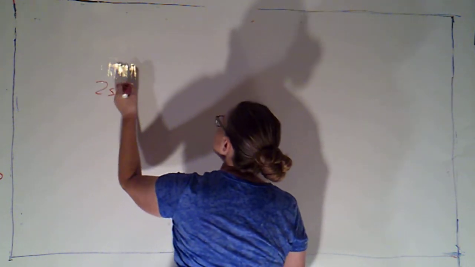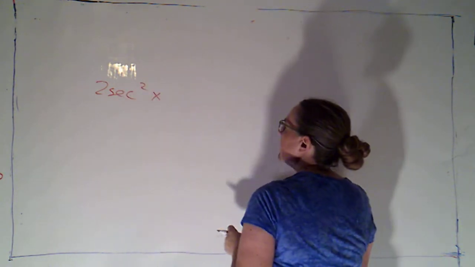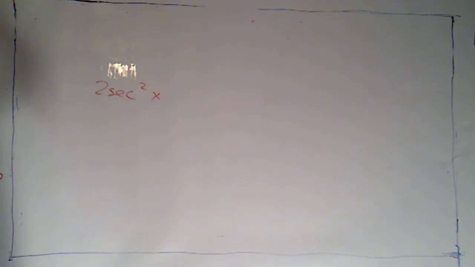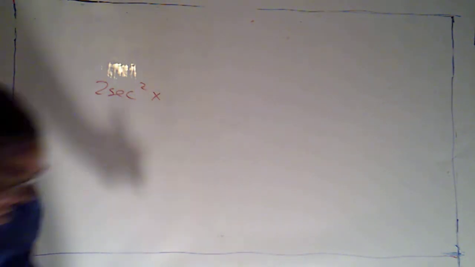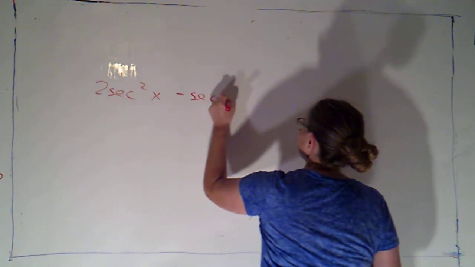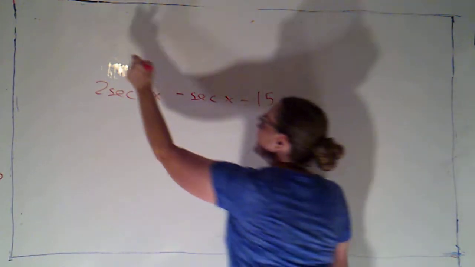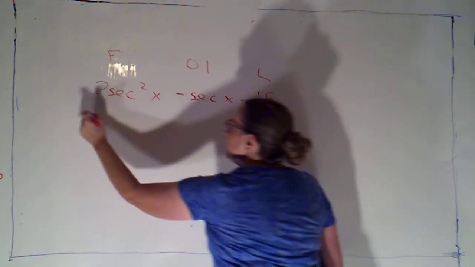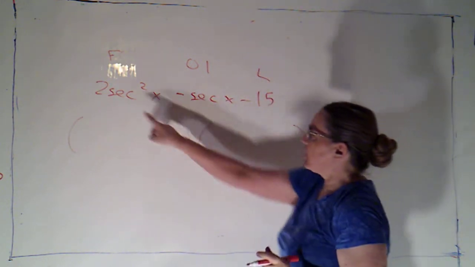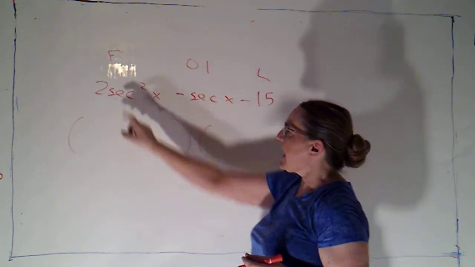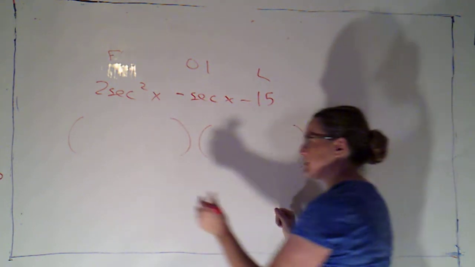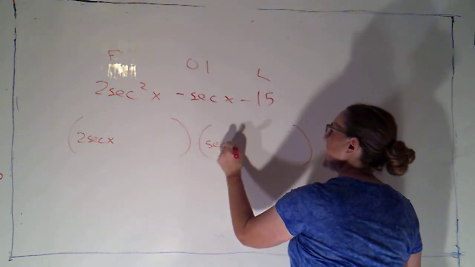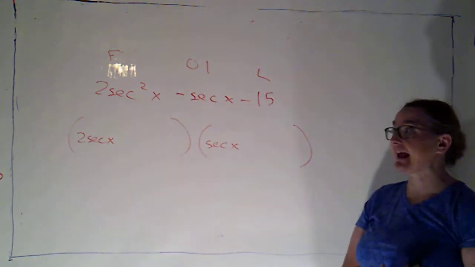Let's say I've got 2 secant squared x. Oh dear, I had the example a minute ago. Let me look at my notes. Minus secant x minus 15. There we go. And I want to view this as the result of foiling. So again, I'm going to start by looking at my first terms, but now in order to get 2 secant squared x, I'm going to need one factor to have 2 secant x and the other to have secant x. So they don't start out exactly the same.